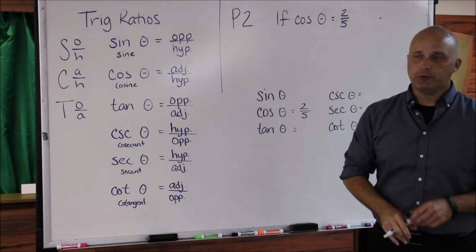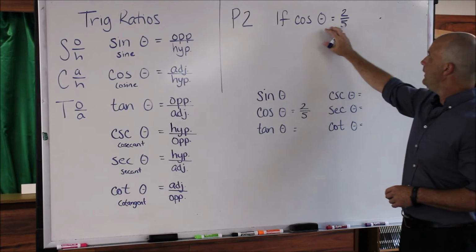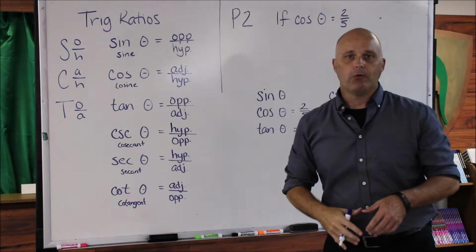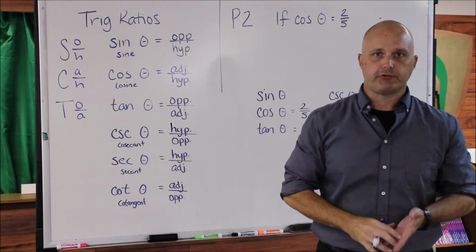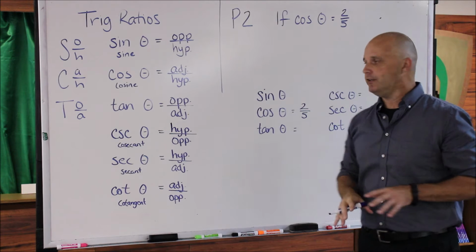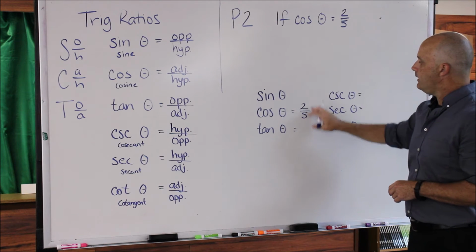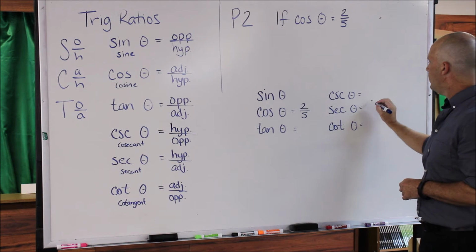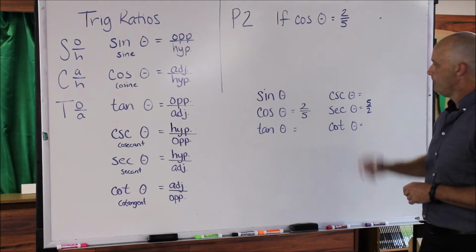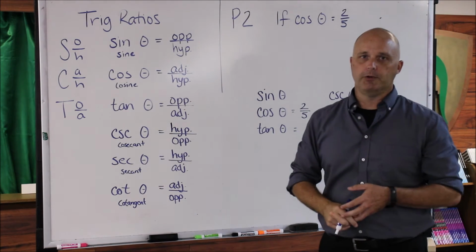In problem number 2, we're being given that the cosine of theta is equal to 2 over 5, and they want us to find what are the other 5 trig functions. So let's start off with the easiest one. If the cosine of theta is 2 over 5, then that means the secant of theta is going to be 5 over 2. That one's easy. The rest we've got to do a little bit of work on.